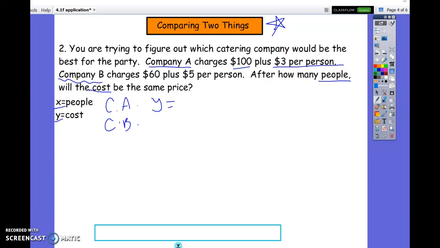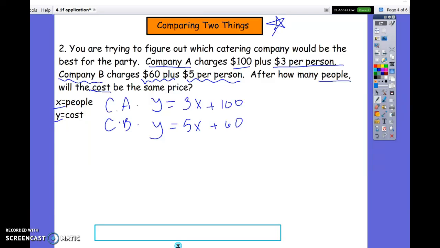So since X represents our people, that's going to be 3X plus 100. This would be a good time to pause and try to set up the second equation. Well, the cost for company B is going to be Y, and we have to pay $60 plus $5 per person. So we'll have 5X plus 60. Okay, now that we have our equation set up, we just need to solve.